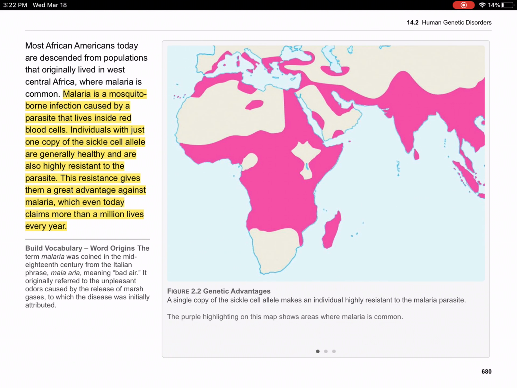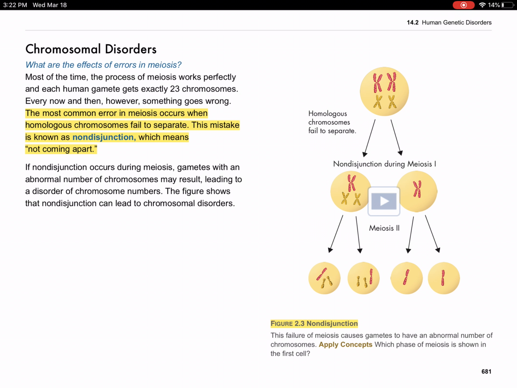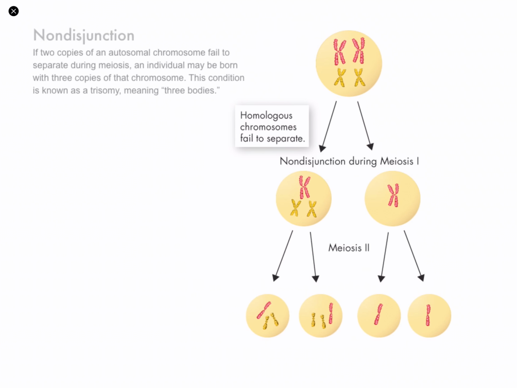Moving on then, there are chromosomal disorders that are larger, where sometimes you have a whole extra chromosome. Humans usually have 46 chromosomes, but what if you have 47 or 45, where you have an extra one or you're missing one? This is known as a non-disjunction disorder, and in the highlight there you can see non-disjunction means not coming apart. So how does this happen?